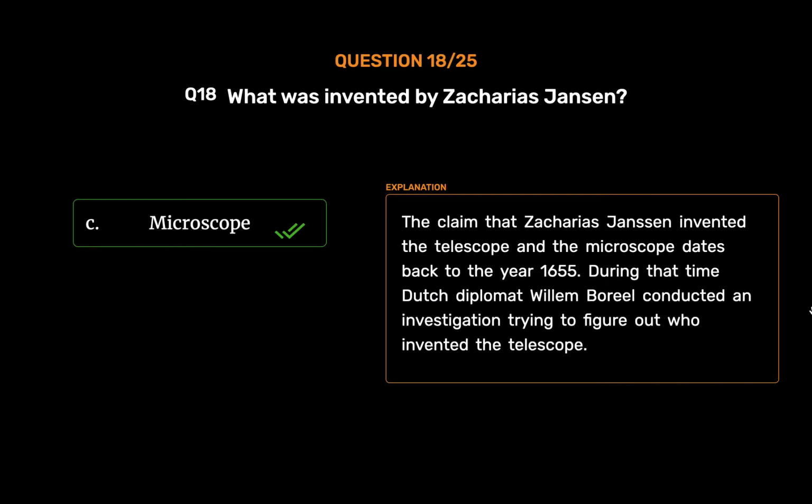The claim that Zacharias Jansen invented the telescope and the microscope dates back to the year 1655. During that time, Dutch diplomat Willem Boreel conducted an investigation trying to figure out who invented the telescope.